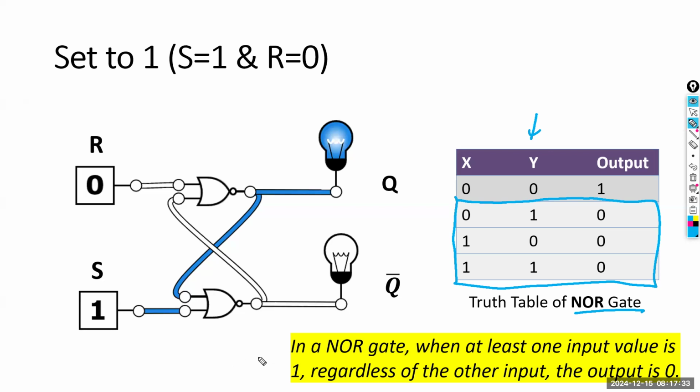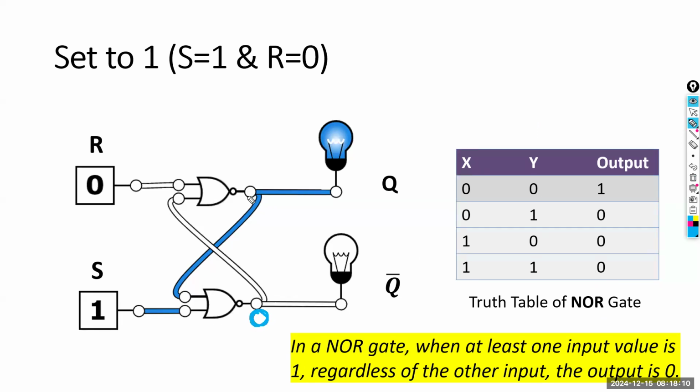That is why this statement is highlighted everywhere, because using this statement, you understand this. In a NOR gate, when at least one input value is 1, regardless of the other input, the output is 0. Using this statement, you can understand this SR latch. Right. So now the situation is set. That is S is 1, R is 0. And remember, when at least one input is 1, the output is 0. So therefore, this output is definitely 0.